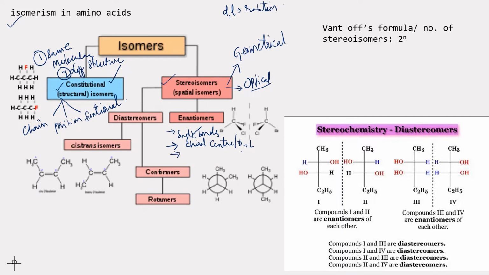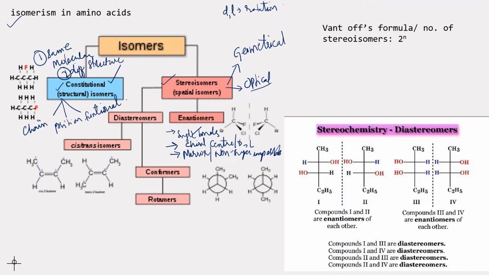Enantiomers are the mirror images of each other which are non-superimposable. So let's look at an example. When we have a compound such as CH3, OH, OH, C2H5, this can be written this way: H, H, OH, OH. This is the first compound and this is the second compound.